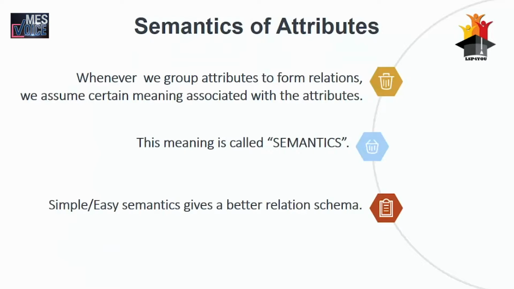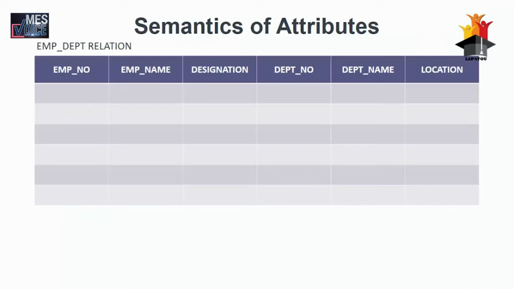As we know, a relation schema is composed of attributes. Whenever we group attributes to form a relation schema, we assume that attributes belonging to one relation have certain real-world meaning and a proper interpretation is also associated with them. This meaning is called semantics. If the semantics is simple, better will be the relation schema. Consider a relation employee department with attributes employee number, employee name, designation, department number, department name, and department location. In this relation, information about two entities is clubbed together, but this is not desirable.